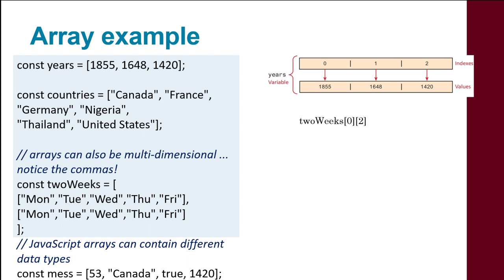You can also use different data types within an array, so they don't all have to be strings or all numbers or all whatever. So like this last one here, set to a number, string, a boolean, and then another number. Okay.